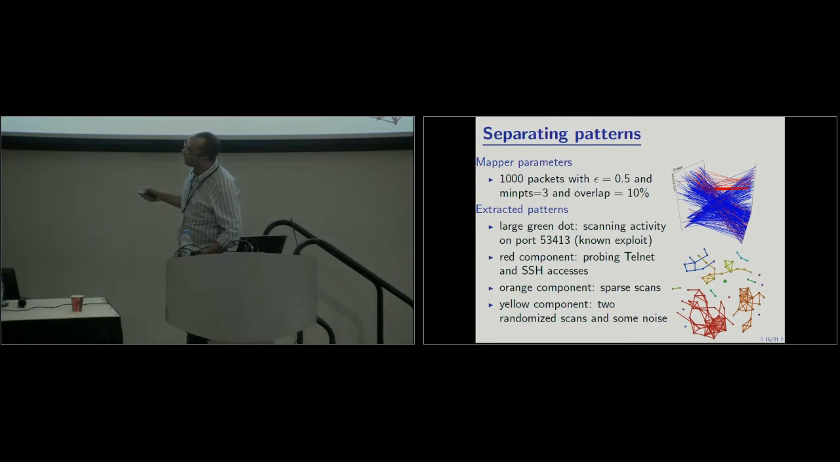The large green dot represents the scanning activities against this port. The red compound represents probing or scanning of Telnet and SSH access. The orange compound is this one, which is a random scan. And the yellow compound, which is this one, represents randomized scans. So from this, we were able to obtain this. And for us, as security analysts, this is very important because we are able to define single patterns, not a mix of packets that we are not able to interpret.